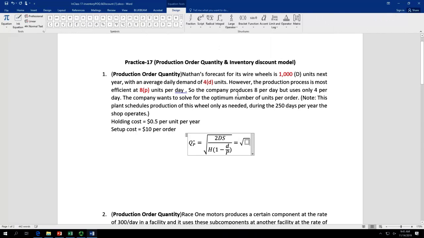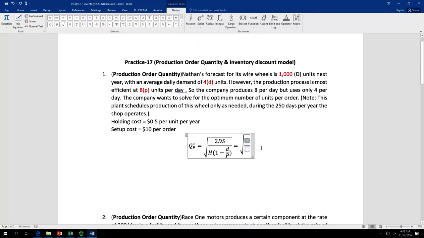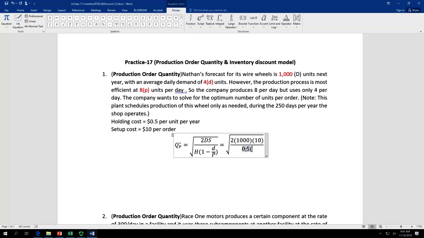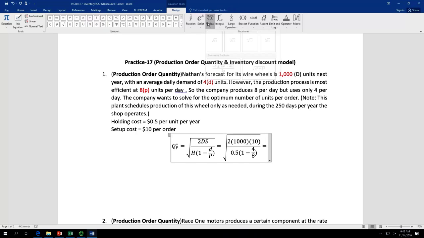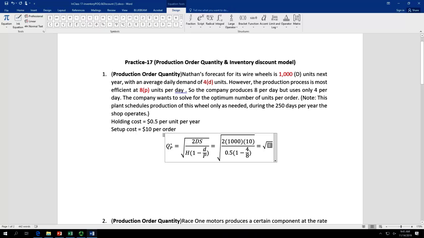With the given information, we simply plug in all those numbers to get the optimal quantity level. So here it is 2 times 1,000, which is the yearly demand. S is the setup cost, so the ordering cost is 10. And then the holding cost is 0.5 times 1 subtract the usage level, which is 4, over the production level, which is 8. So now we got the calculation, and this one shows it is 80,000.